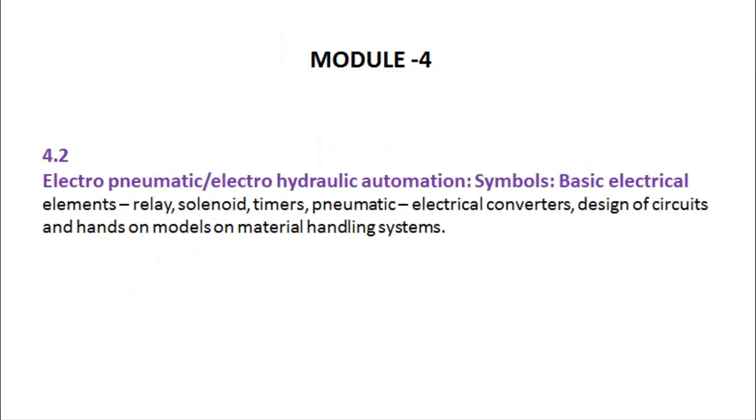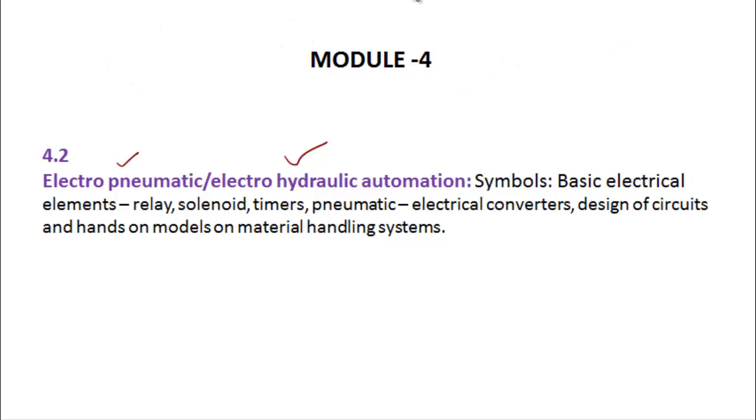Hello students. Next we will look into Module 4. Module 4 has two sections, 4.1 and 4.2. I will be dealing with section 4.2. Section 4.2 basically deals with the electro-pneumatic as well as electro-hydraulic automation. Symbols basically.